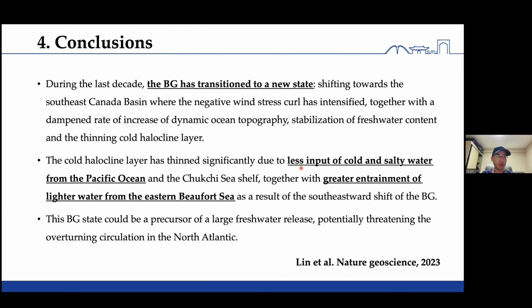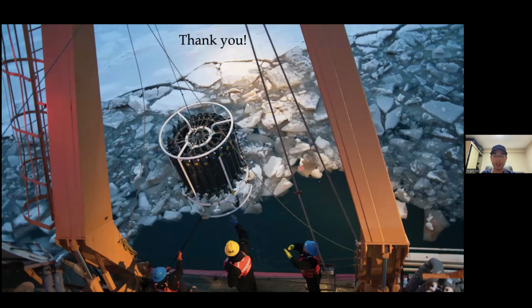This Beaufort Gyre state could be a precursor of a larger freshwater release, potentially threatening the overturning circulation in the North Atlantic. This study was published in Nature Geoscience last year. I will stop here and take any questions.